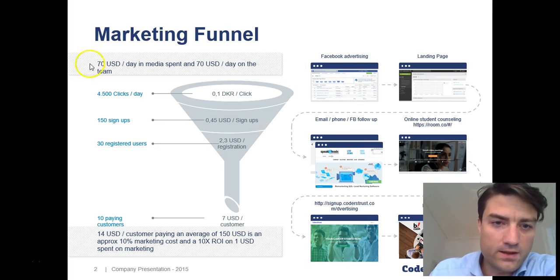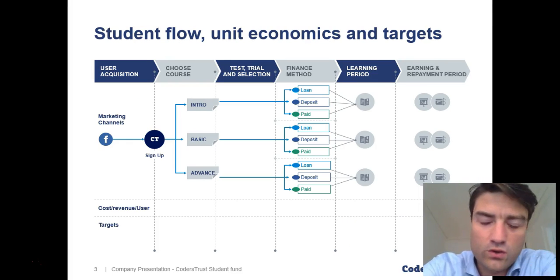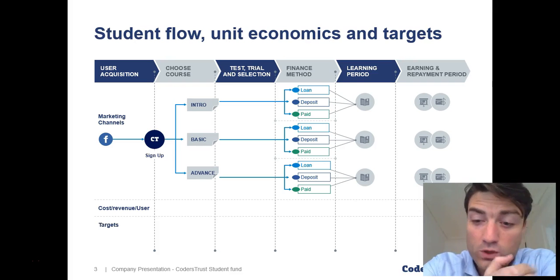So if you look over here, currently the status of the marketing campaigns is that there's an average of 4,500 clicks a day coming from Facebook, which is 0.1 Danish kroner per click. And throughout the funnel, it's 150 signups down here, and 30 registered users and approximately 10 paying customers a day. So right now a customer costs approximately $7 to acquire, but I'll go through that in detail later.